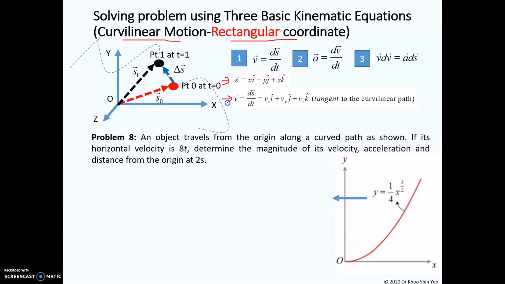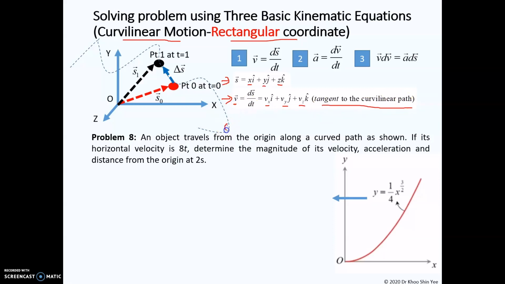To find the velocity, you need to differentiate the x with respect to time. Then dx over dt is equal to your velocity in the x direction. dy over dt is the vy. dz over dt is the vz. The direction of the velocity is always tangent to the curvilinear path.